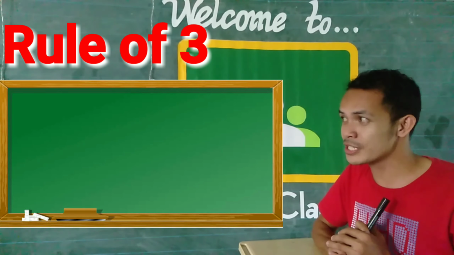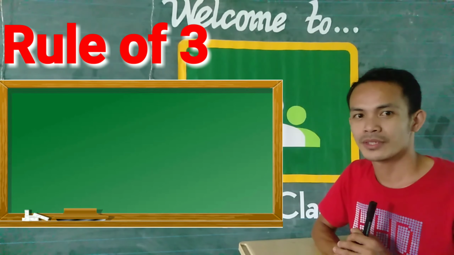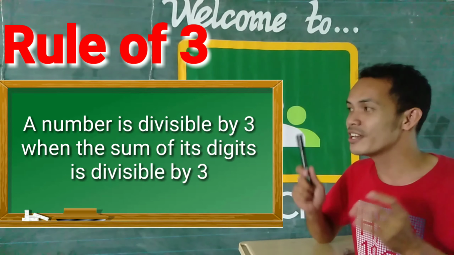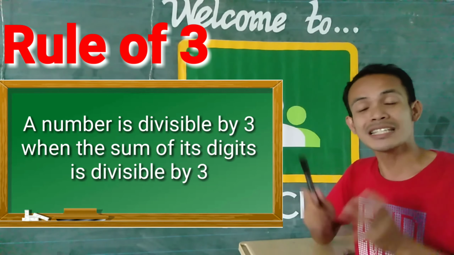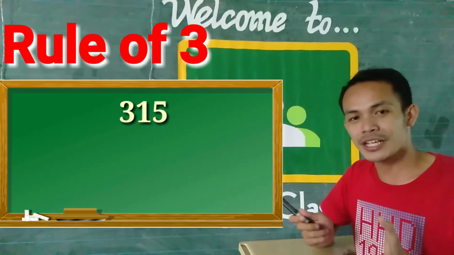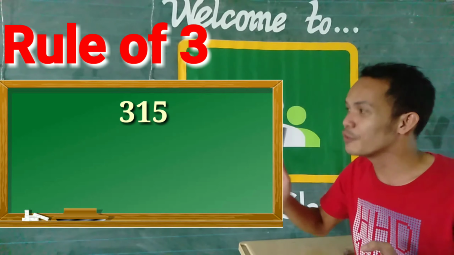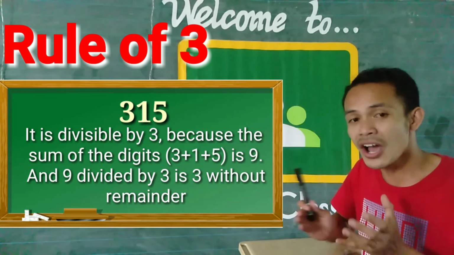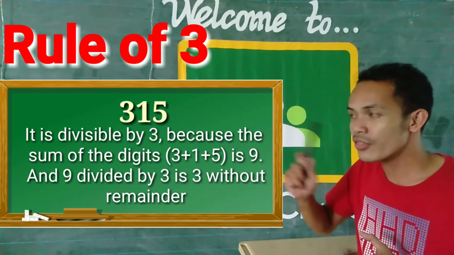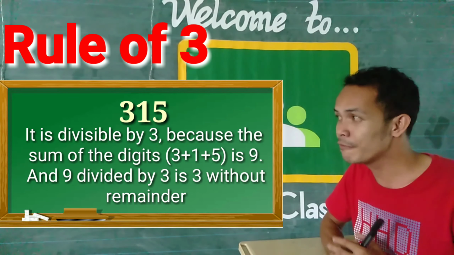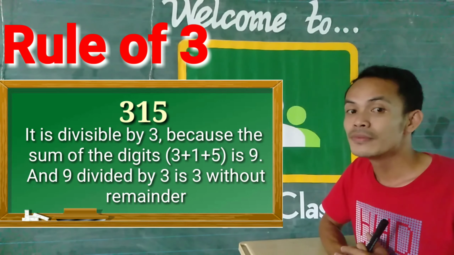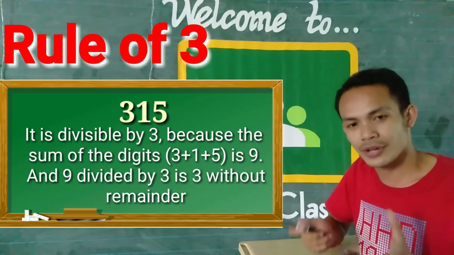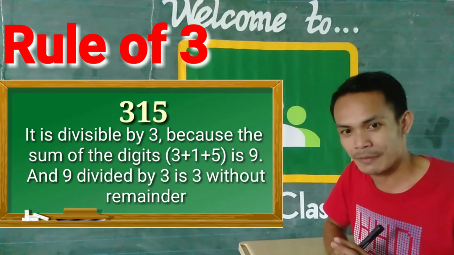Let's start first with the rule of 3. A number is divisible by 3 when the sum of its digits is divisible by 3. For example, 315. 315 is divisible by 3 because when you add the digits 3, 1, and 5, it equals 9. And 9 divided by 3 is 3 without remainder.